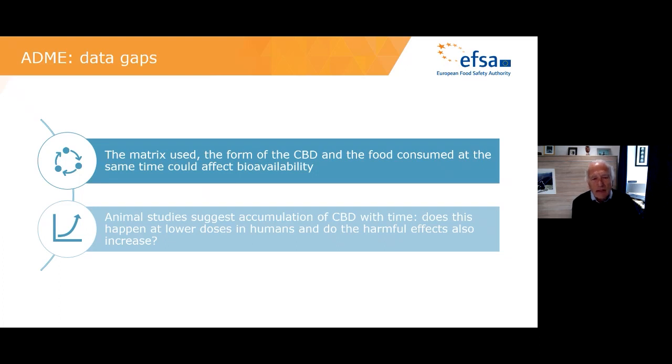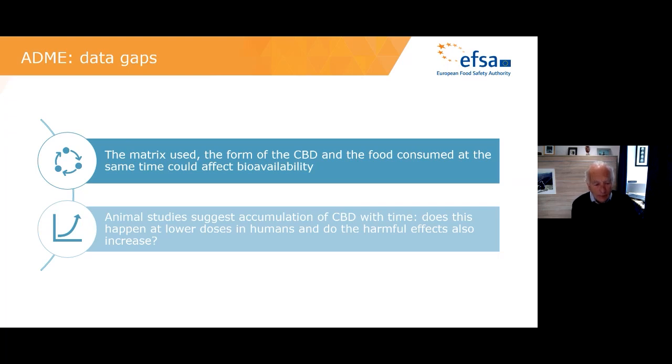Where we identified significant data gaps was in the matrix that was used, how the food was being delivered, whether it was lipophilic, whether it was in a solution, a suspension, and so on. And it was quite clear that the form of the CBD that was provided and the food that it was in at the same time would make a big difference to the bioavailability, and indeed could make a big difference to the physiology and the pharmacology.